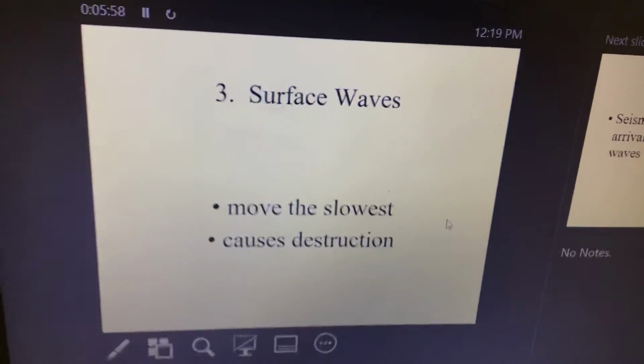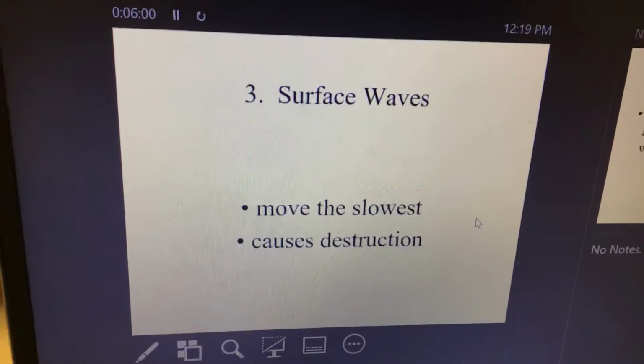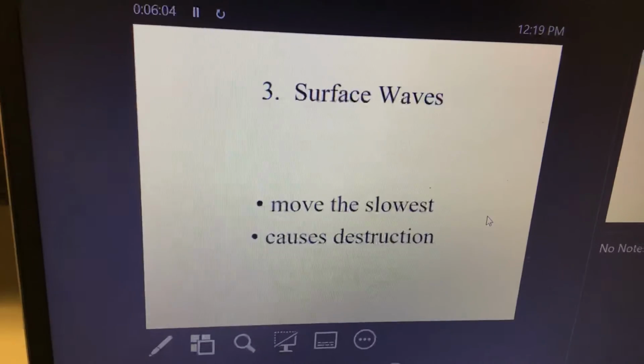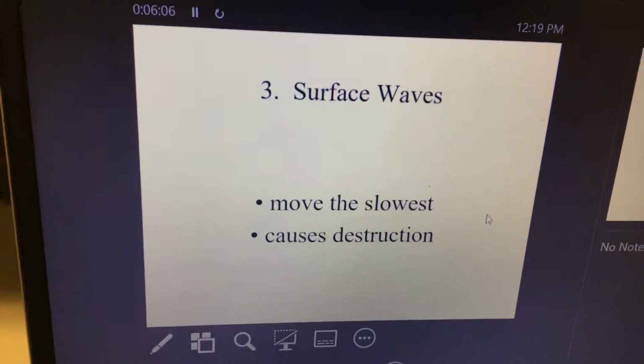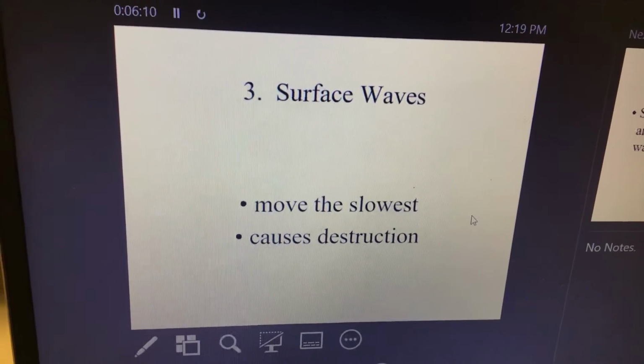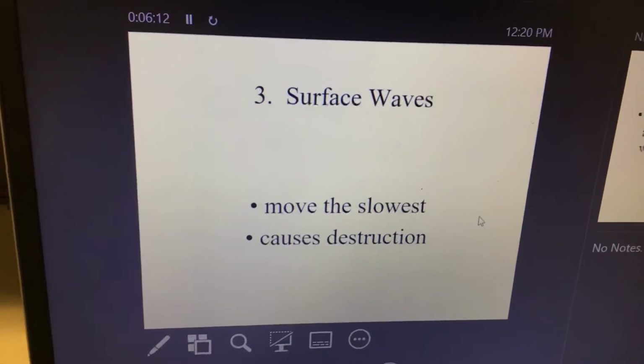And then we have surface waves. These are the ones that are going to cause the destruction, because we as humans and all our buildings and things are on the surface.